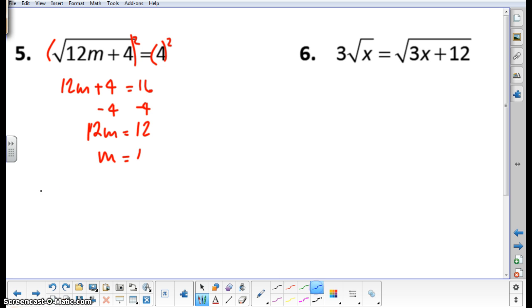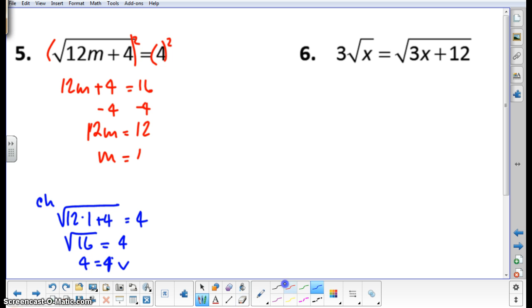Let's do our check. And this is 12 times 1 plus 4 is 16. And square root of 16 is 4, so this checks. And our solution set is 1.